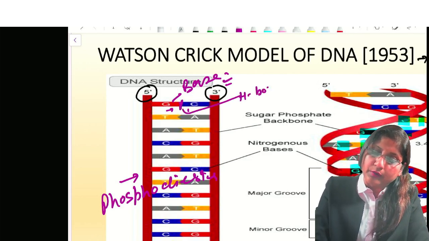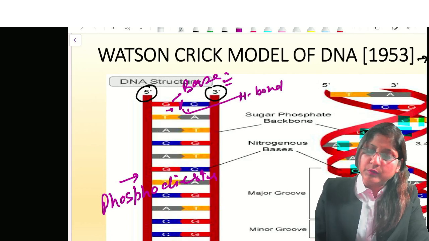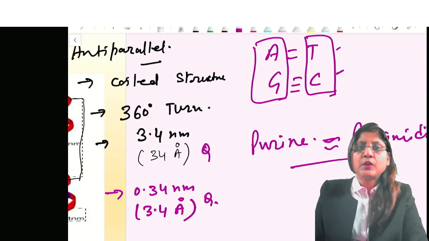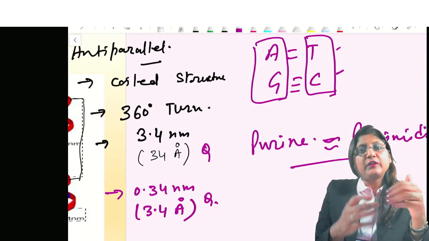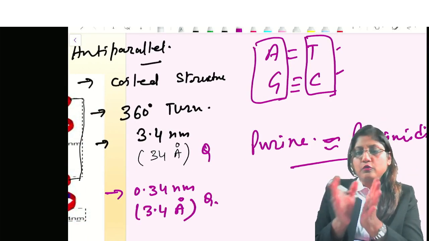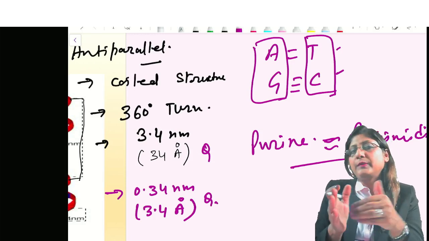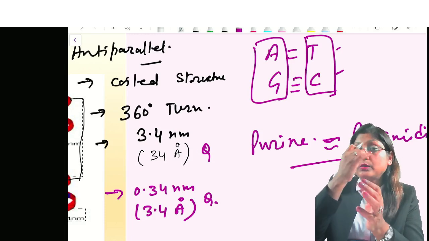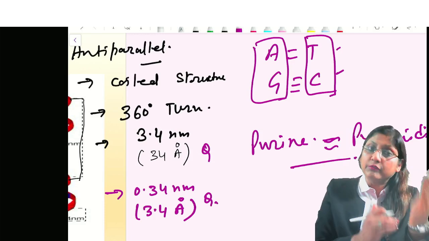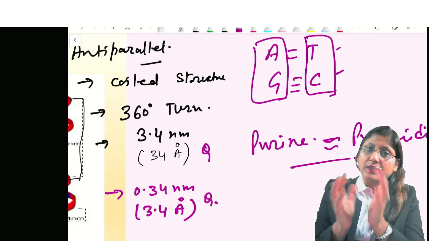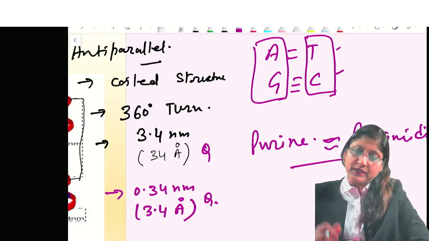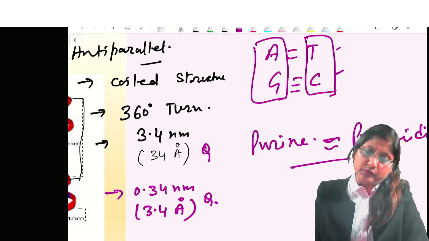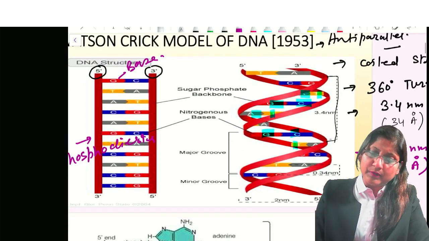You have two hydrogen bonds between A and T, and three hydrogen bonds between C and G. So the portion of the DNA which is rich in G and C is, of course, annealed tightly, so it will need a higher temperature for separation. Compared to that, the segment of the DNA which is rich in AT has weaker hydrogen bonds. AT has weaker hydrogen bonds, so a lower temperature will be required to separate both the strands. So these points you must remember.